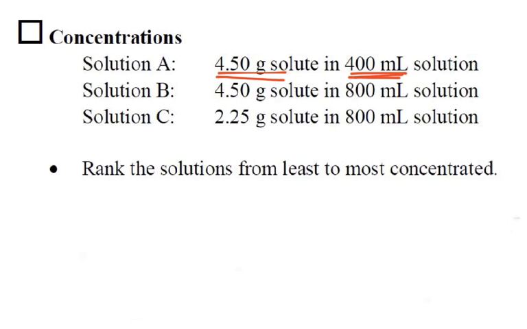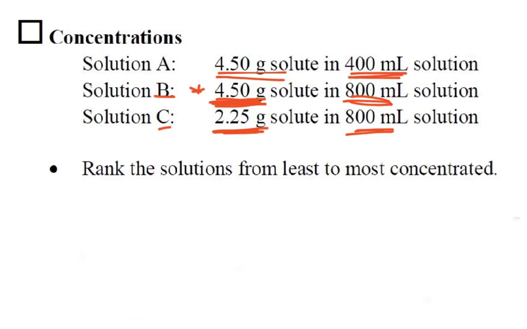Now, I would like to start here with B and C because we have 800 milliliters in both cases. Okay, in this case we have 450, 2.25 grams of solute. So we're trying to figure out the least to most concentrated solution. So we can see if I had twice as much solute in the same volume, that B would be more concentrated than C would be. Okay, so far so good.